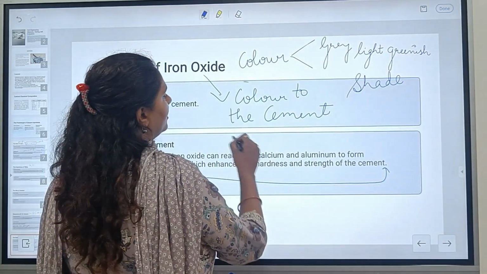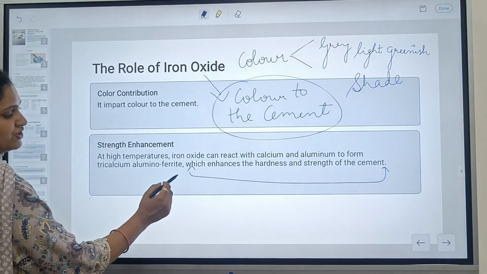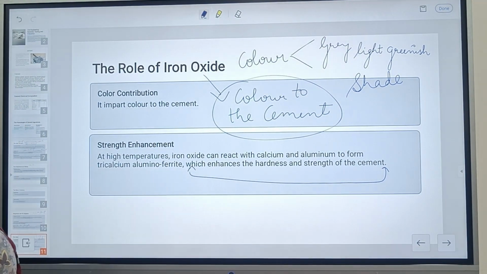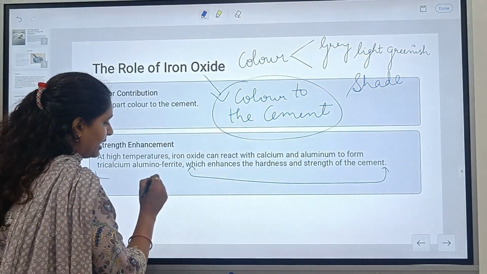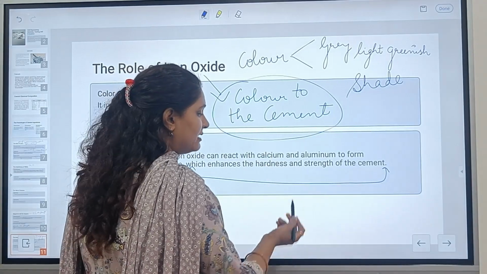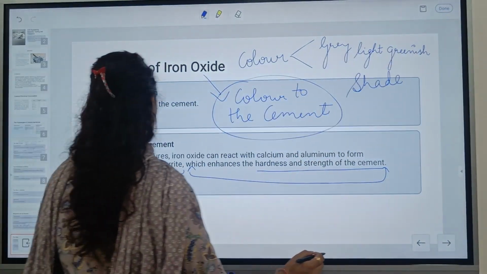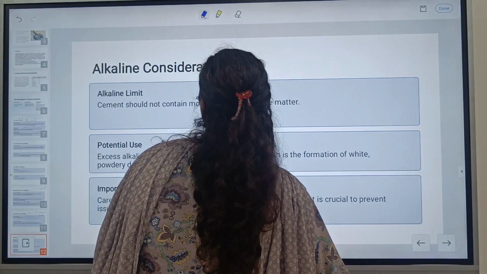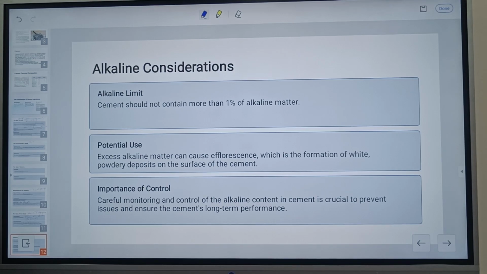One is the color to the cement, and at high temperatures iron oxide can react with calcium and aluminium to form tricalcium aluminoferrite, which can enhance the hardness and the strength of the cement. Now let us move forward to the next slide, that is the alkaline consideration.